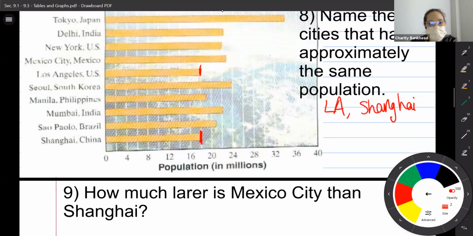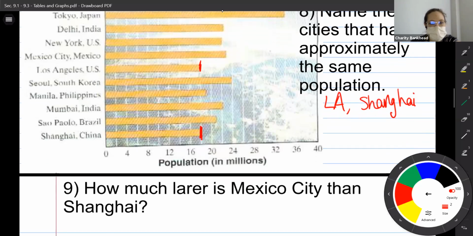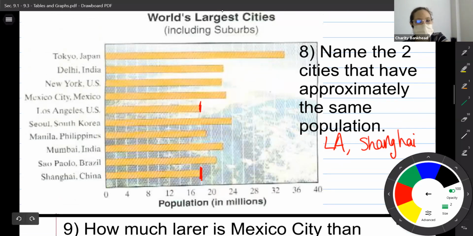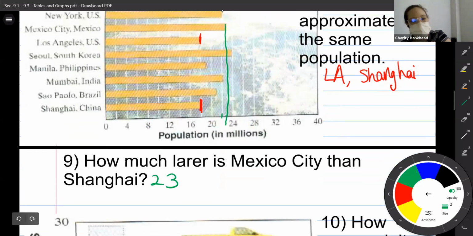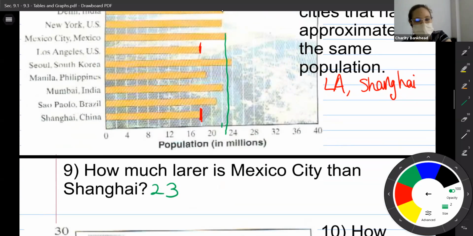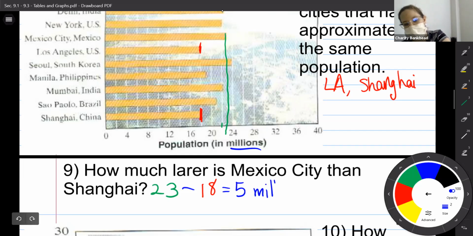Yeah, okay. How much larger is Mexico City than Shanghai? So Mexico City, I can't draw a straight line, but it looks like it's about 22, so that would be approximately 23 million for Mexico City. And then Shanghai, it looks like 18. So 23 minus 18 would be 5, and that's in millions.